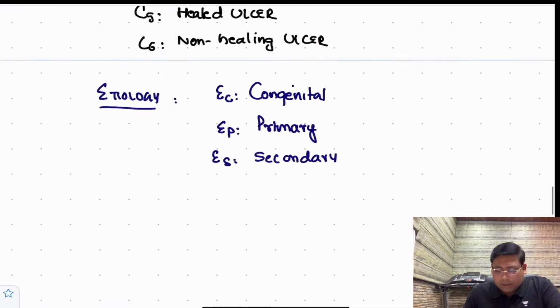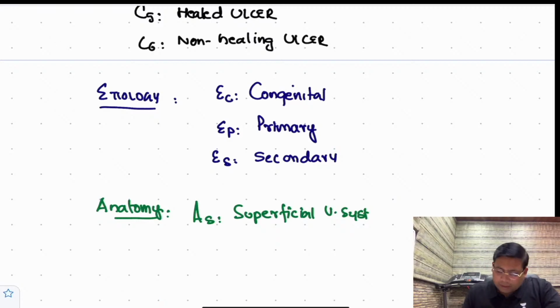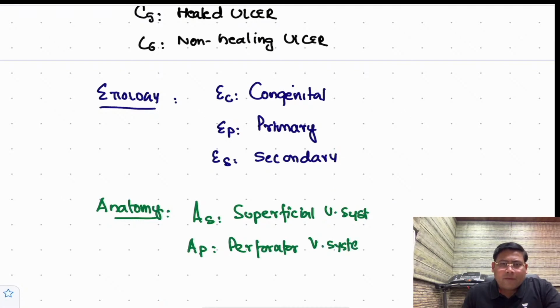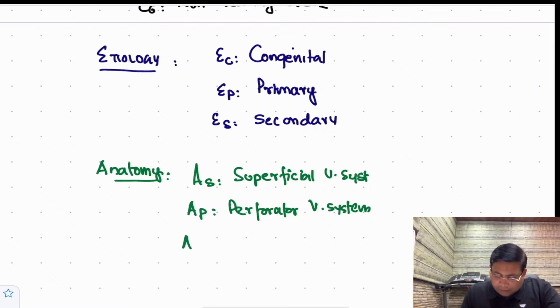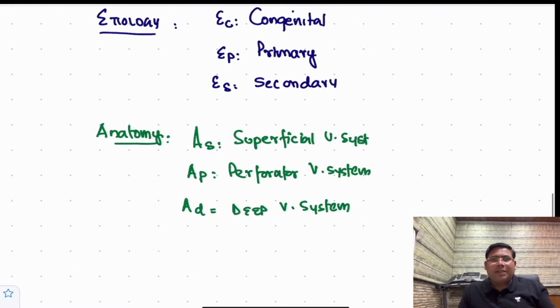So that is E. Then you have A. What does A mean? A means anatomy. So when you talk about anatomy, it could be AS, that is something belonging to the superficial venous system. And then we have AP, that is belonging to the perforator venous system. And then we have something known as AD, that is the deep venous system. So all these things are very, very important. So AS, AP, AD. And this actually makes a very important part.